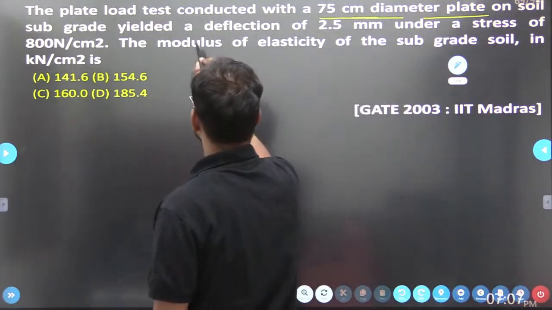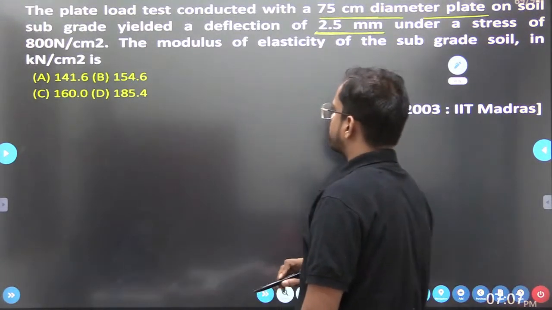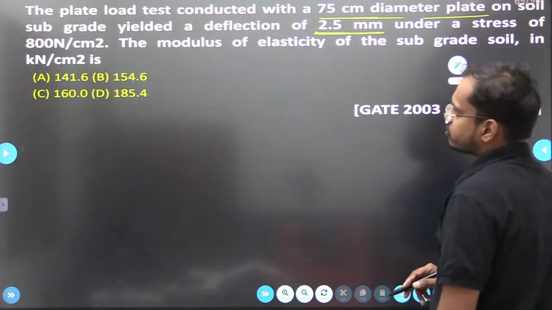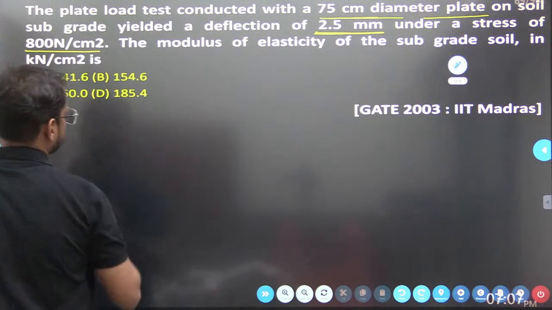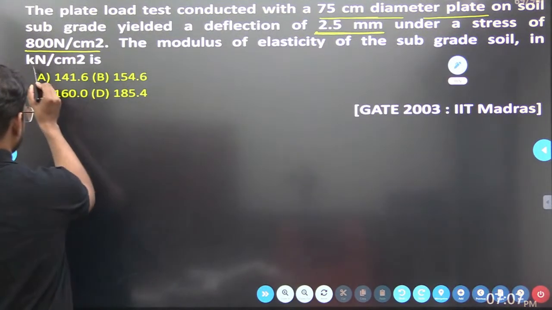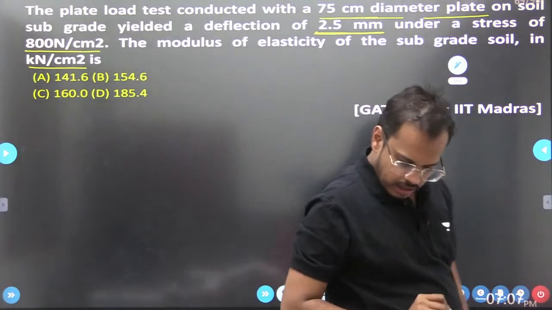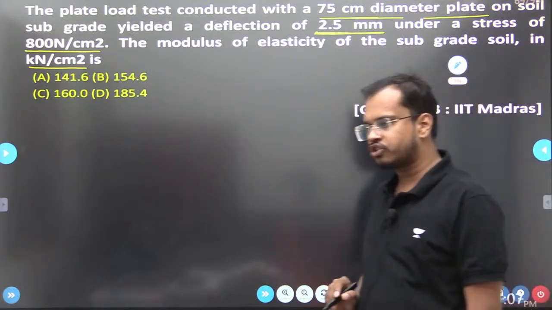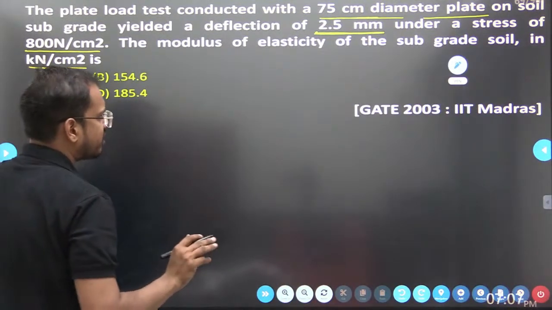It is on a soil subgrade and yields a deflection of 2.5 mm. So 2.5 mm deflection is also given in the question, under a stress of 800 Newton per centimeter square. So the value of stress or pressure, that means small p, is directly given. The modulus of elasticity of subgrade is in kilonewton per meter square. So the question is how to calculate the modulus of subgrade reaction. If I am interested to calculate the modulus of subgrade reaction, we already know that, my dear friends.